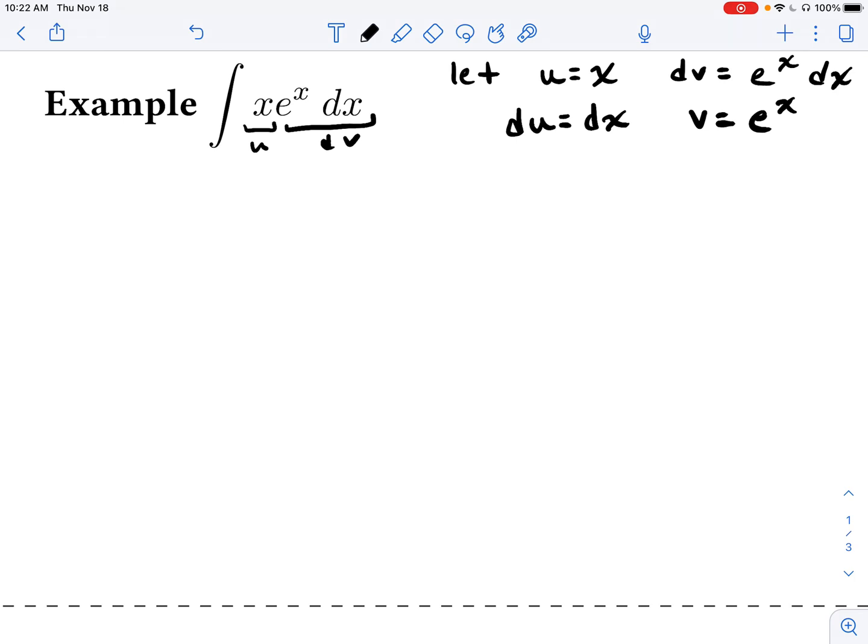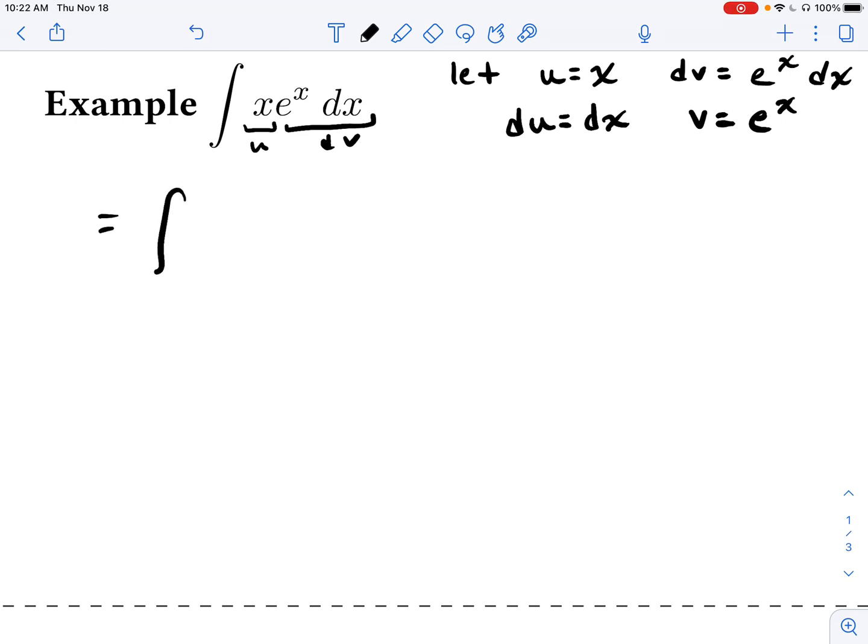Now, there will be some cases where we can actually switch this around. It doesn't really matter what our u is, what our v is. And there will be some cases where it really absolutely matters, because otherwise we can't proceed with the problem. So now that we've defined our variables, we can just apply the formula.